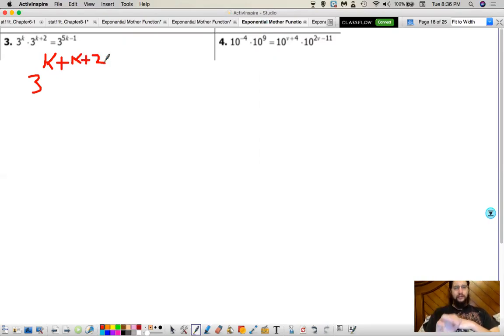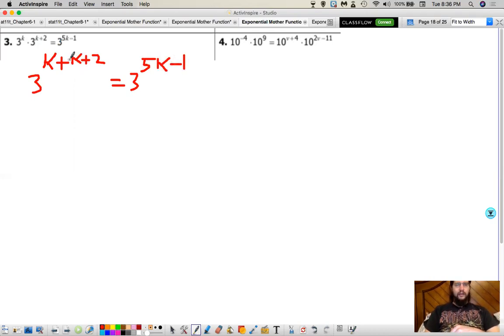Let me stop for a second. Make sure you see it. Whenever we're multiplying with the same base, we add our exponents. This k plus this k plus 2. Okay. Equals 3 to the 5k minus 1. Nothing to do over on the right side.